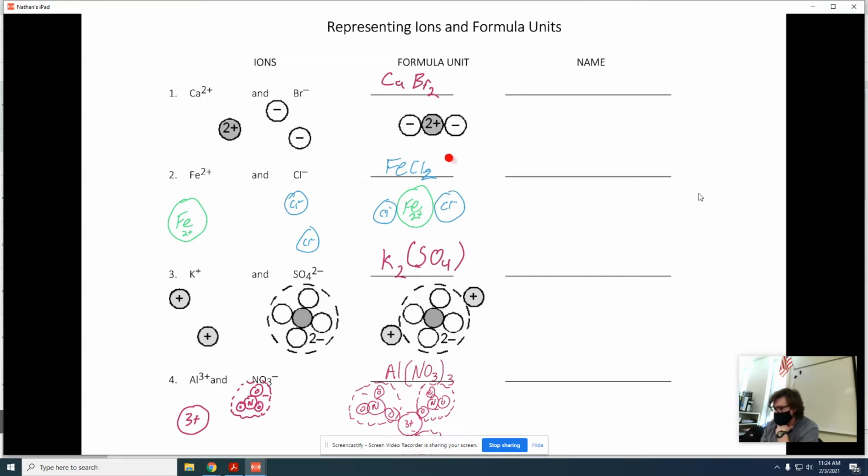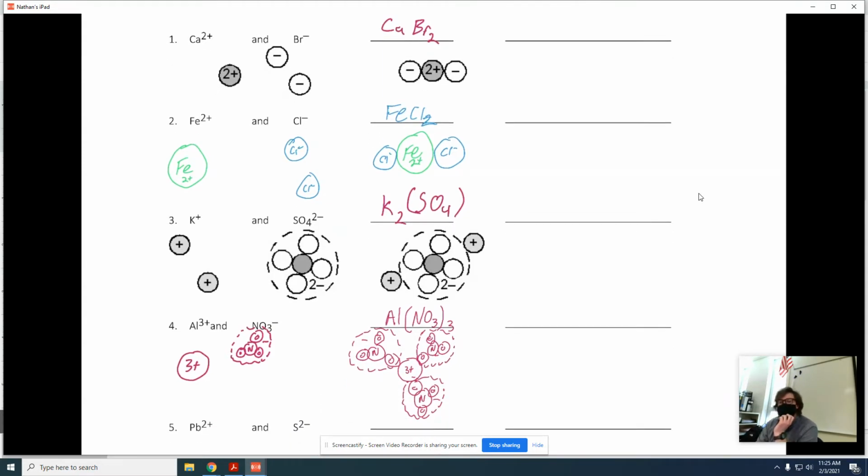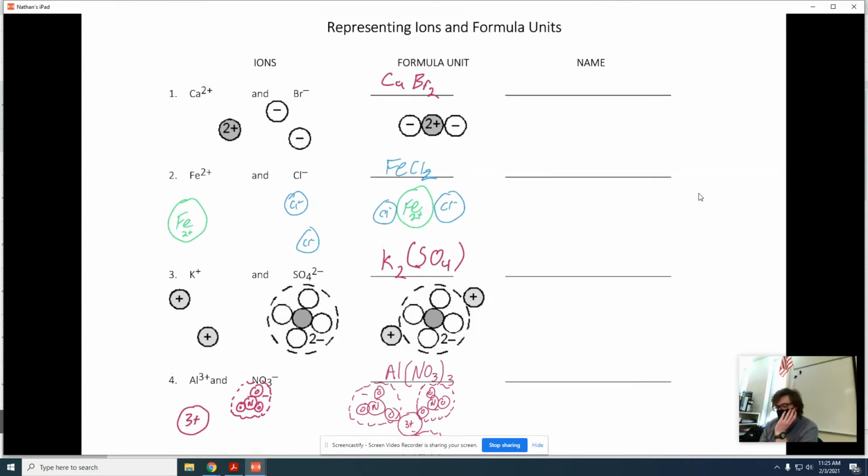We ended up with FeCl2, K2SO4. I've been encouraging my students, anytime we have a polyatomic ion, to write it in parentheses. You don't have to do that. Technically, you're not supposed to, but I think it gives us a good idea of where those polyatomic ions are coming up. As we're getting used to them, I think it's a good idea just to cue in your head, oh, that's polyatomic. And then we have Al(NO3)3.